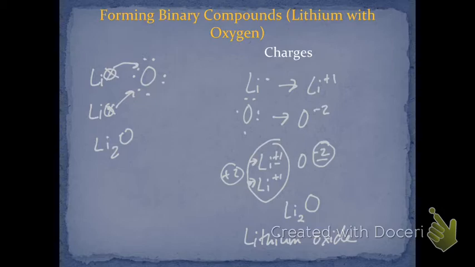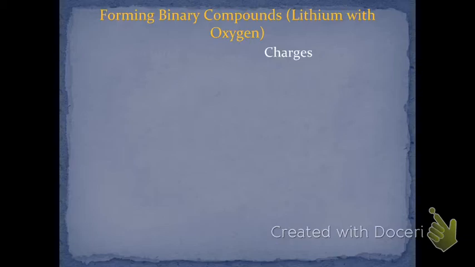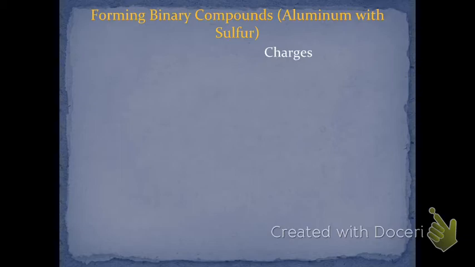Let's look at the next one. It might be good if you tried this on your own. You can press pause and then play when you're done. So in this case, you have aluminum. Aluminum has 3 valence electrons, so it's going to lose its 3 electrons to become Al+3. Sulfur has 6 electrons, so that's closer to 8. It just needs 2 more, so S-2. So let's go ahead and compare the two. I have Al+3, S-2.